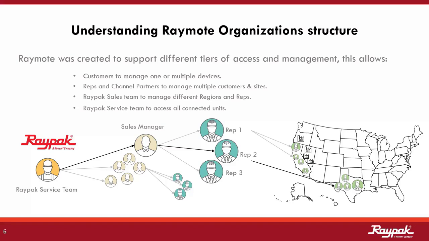When a customer calls, they only need to provide a specific serial number of a unit and or even name or email of the device owner, and the service team will be able to track down all those units and be able to access the data remotely.